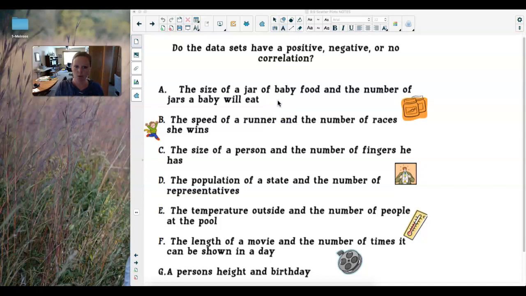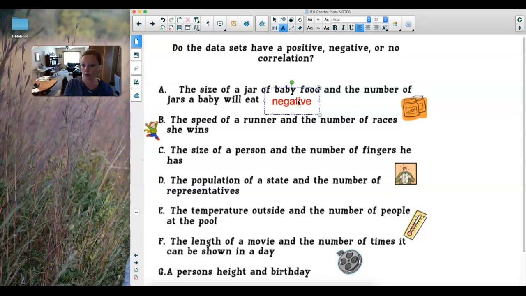So therefore, we would say that that has a negative correlation. Okay, the next one, the speed of a runner and the number of races she wins. So as a runner gets faster, as that number is going up, what can you say about the number of races she's going to win? Well, most likely, the faster you are, the more races you win. So again, both are going up. So that would be a positive correlation.